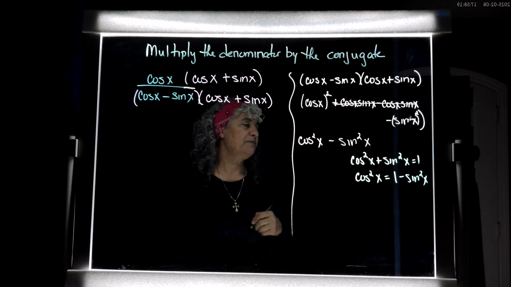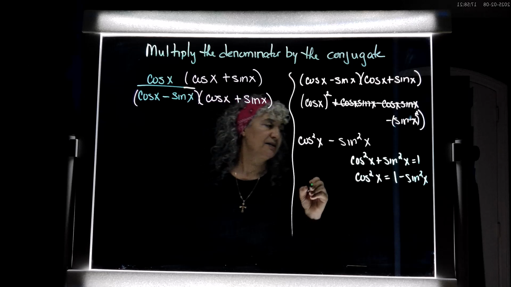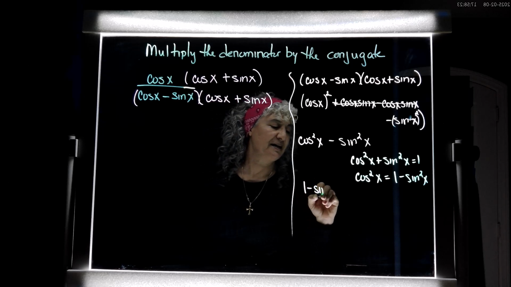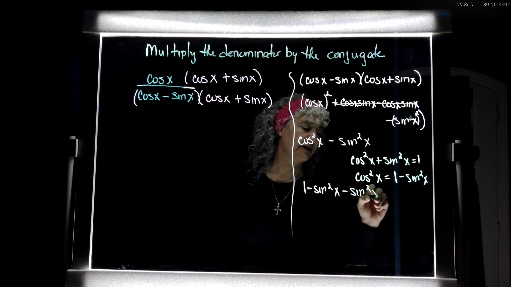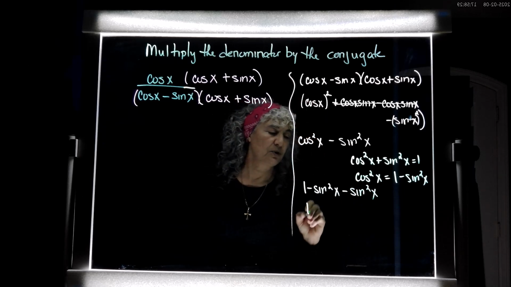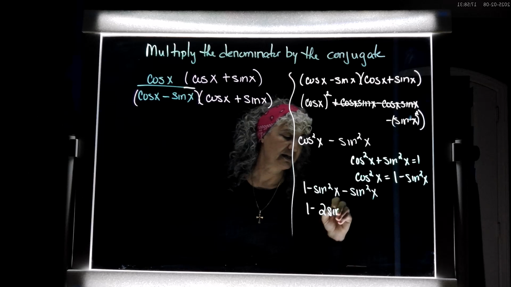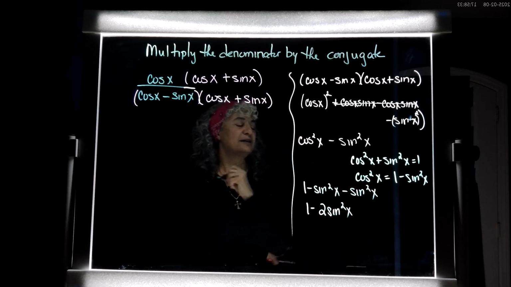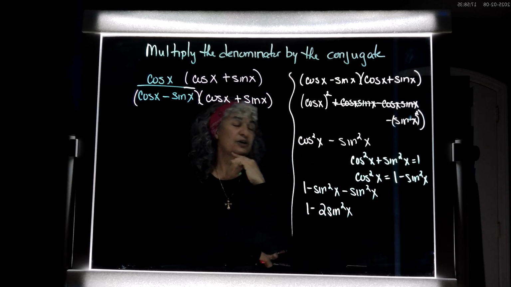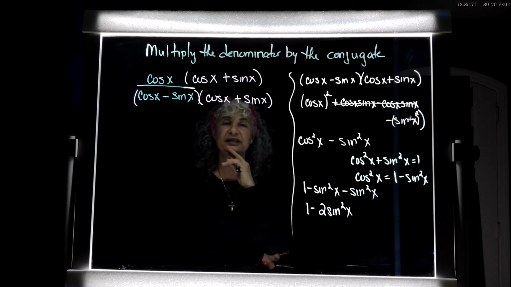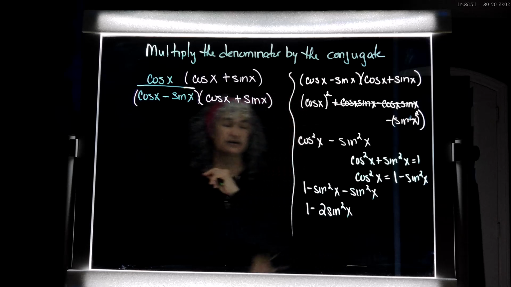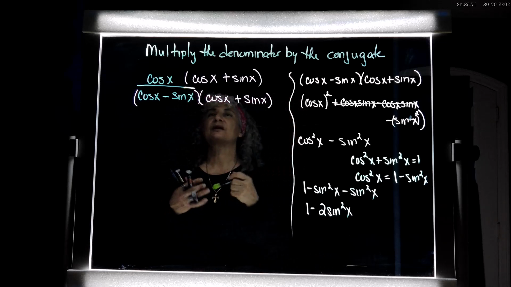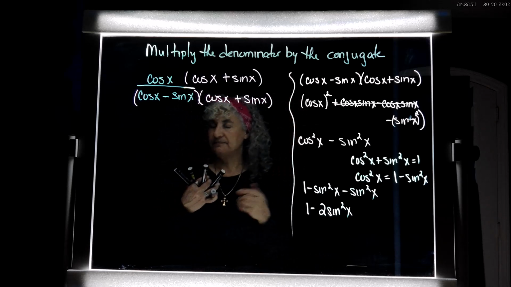Good? Okay. When I do that, I end up with 1 minus sine squared x minus sine squared x. 1 minus 2 sine squared x. Loving it. So that looks really familiar. All right, hold that thought very quickly. Let's look at the numerator.